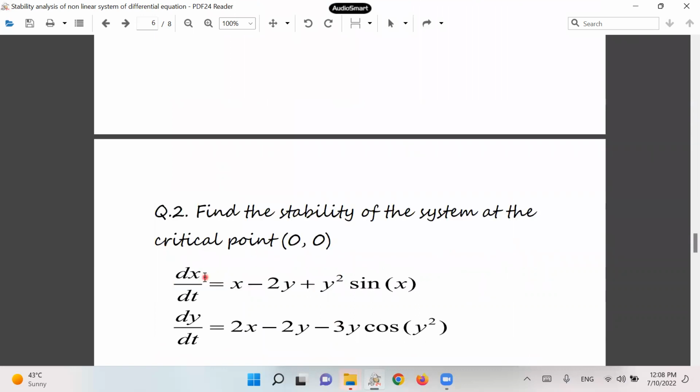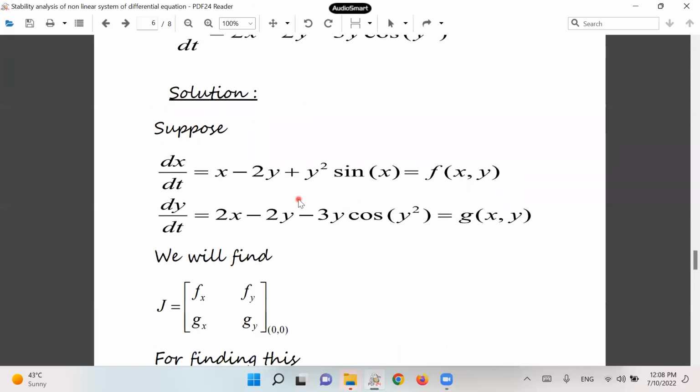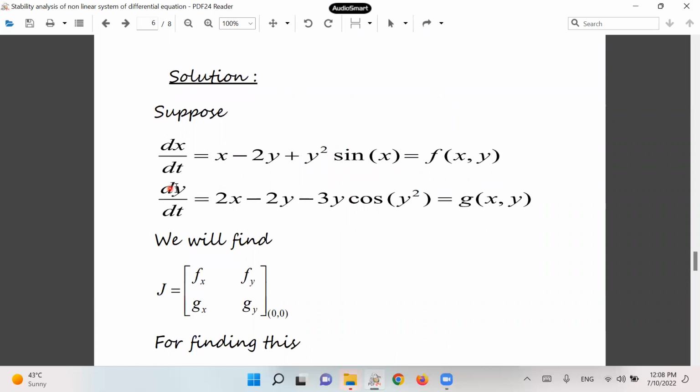After that, we are going to have the second question: find the stability of the system at the critical point 0, 0. Now the first differential equation is given as dx by dt equals x minus 2y plus y square sine of x, and dy by dt equals 2x minus 2y minus 3y cos of y square. How to find the solution of this? First we put the first differential equation equal to the function f of x, y, and the second equal to g of x, y.